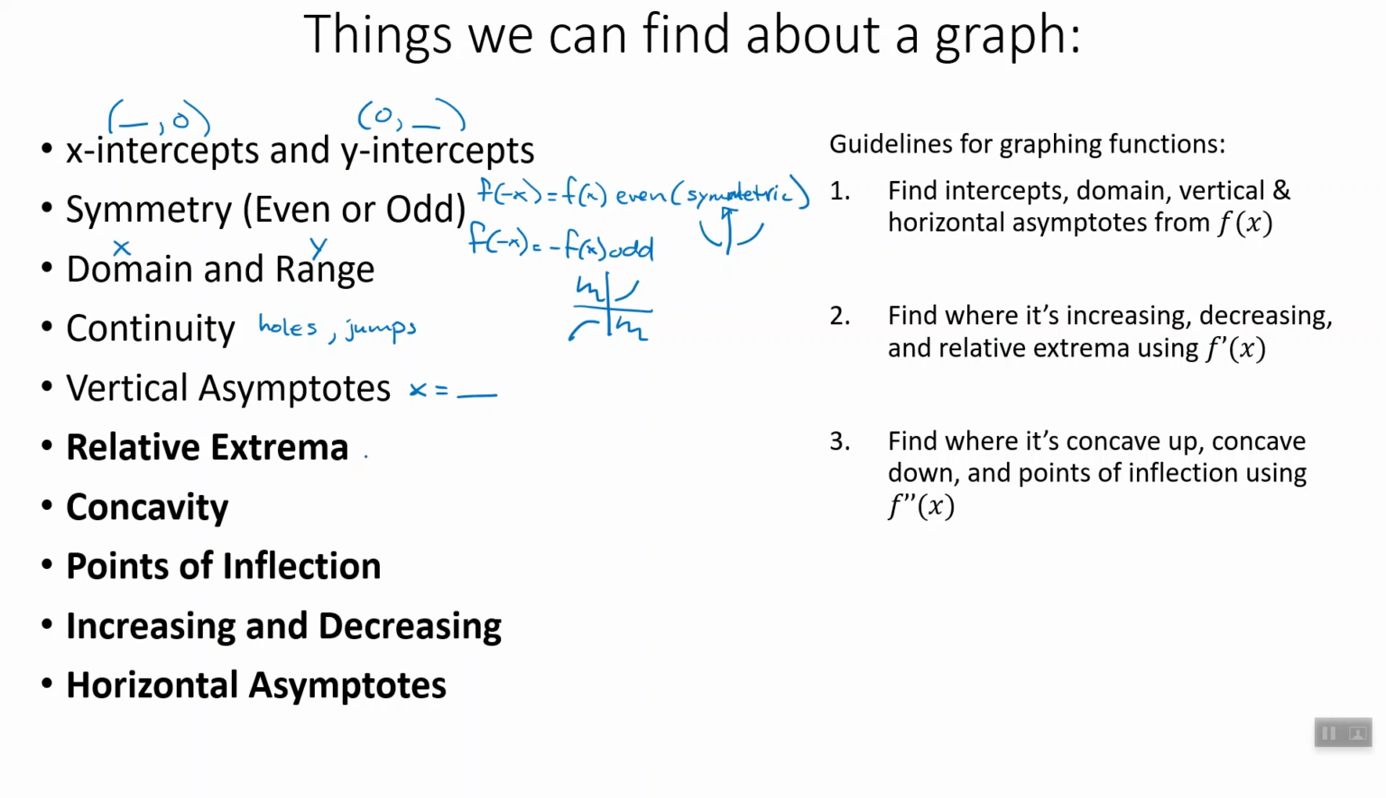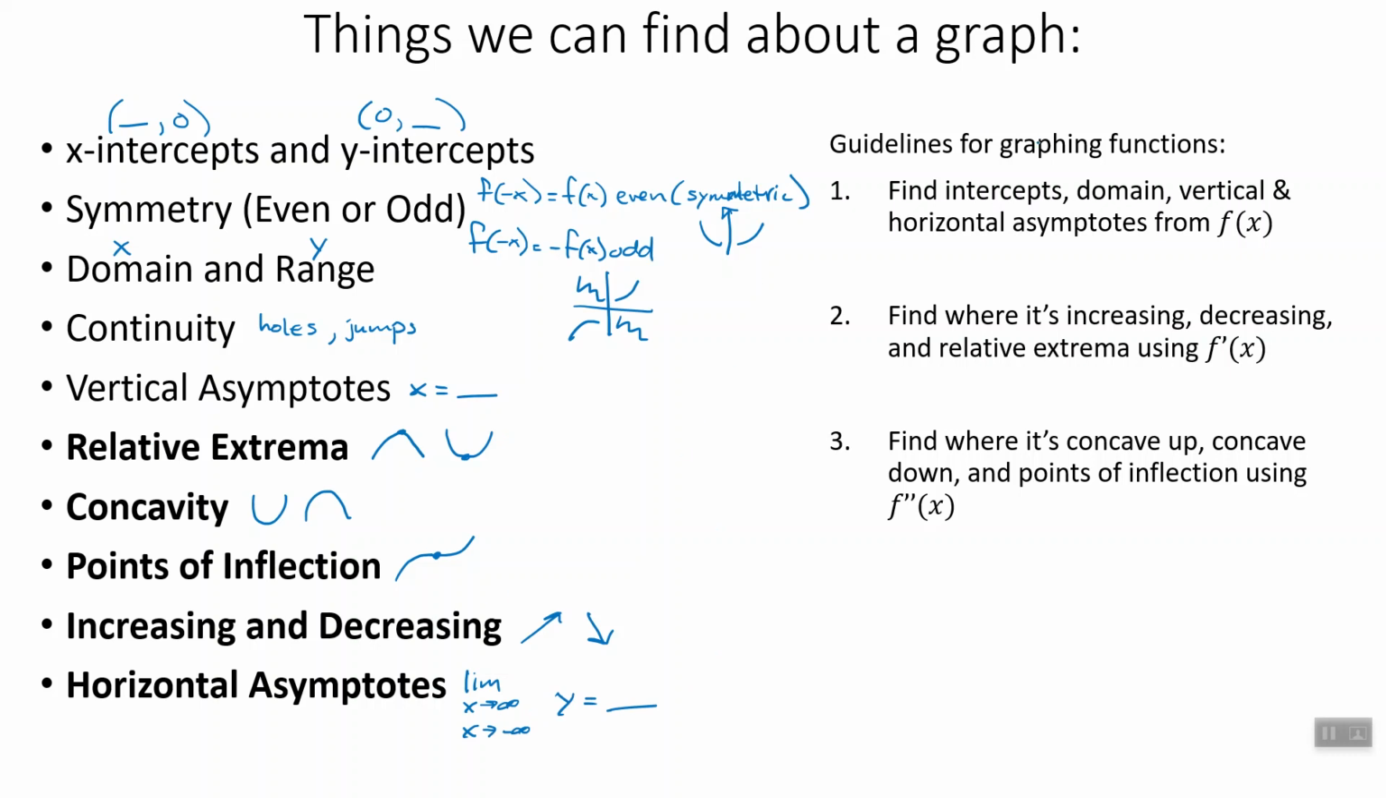We've now looked at relative extrema, so we've got maxes and mins. All right, we've looked at concavity, like concave up and concave down. We looked at points of inflection, so that's where it's changing from concave one way to concave the other way. And we looked at where functions are increasing, where functions are decreasing using the derivative. And we looked at horizontal asymptotes, the limit as x goes to infinity and as x goes to negative infinity. 2 different limits, and these will always be y equals some number. All right, so these are all things we've looked at from calculus.